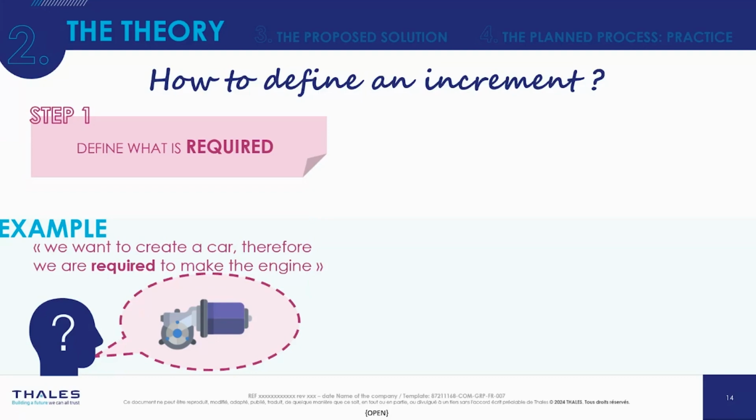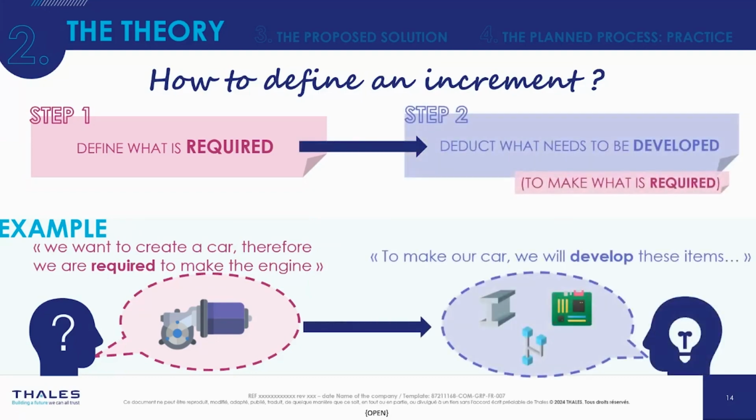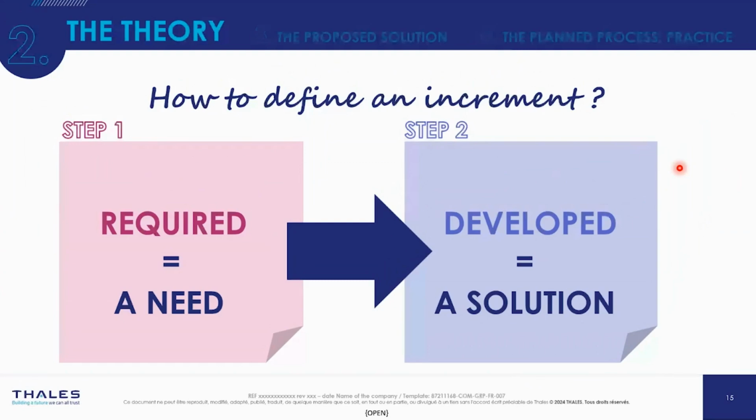Once we know that, we need to figure out everything that needs to be developed. What materials are needed, the size and the specifications, and the necessary features, for example. Therefore, each increment involves two major steps of reflection. Step one is define what is required, and step two is deduce what needs to be developed. To put it in simple terms, define what is required means identify the need, while deduce what we are going to develop means finding the solution.